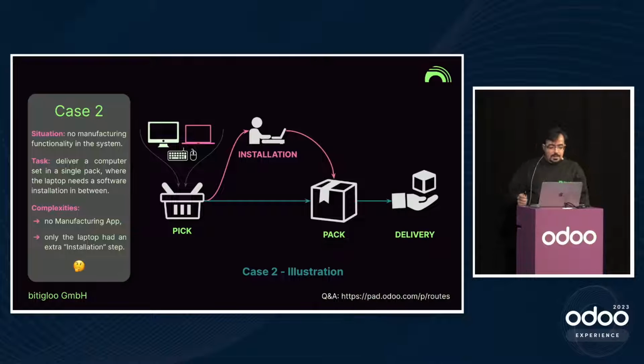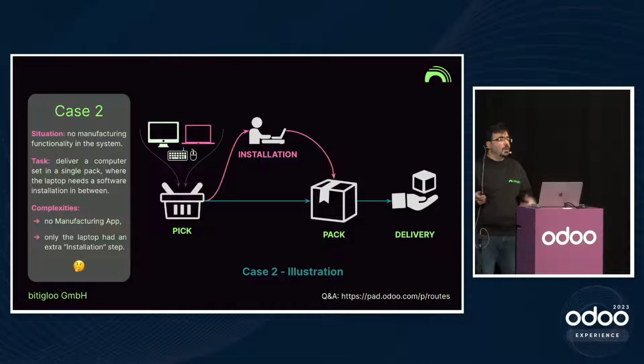This is also a nice case. We didn't have manufacturing, and the customer didn't want to have manufacturing. What we have to do is deliver a computer set in just one single pack. So what is a computer set? It consists of a laptop, a monitor, a keyboard and a mouse. We consider the monitor, keyboard, and mouse as accessories, and then the laptop. The problem here was that the laptop needed an installation before packing.